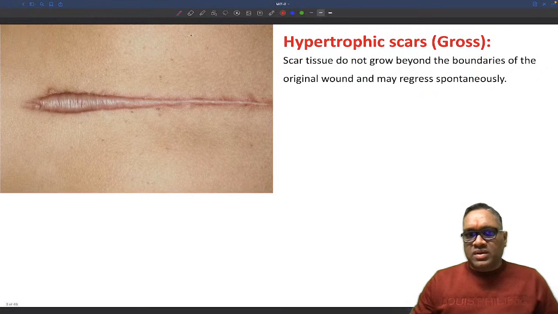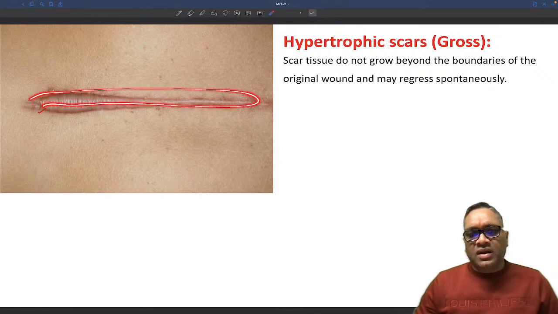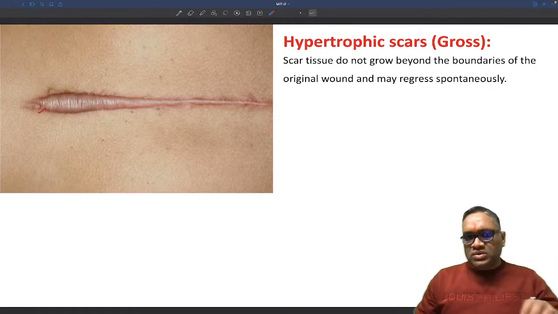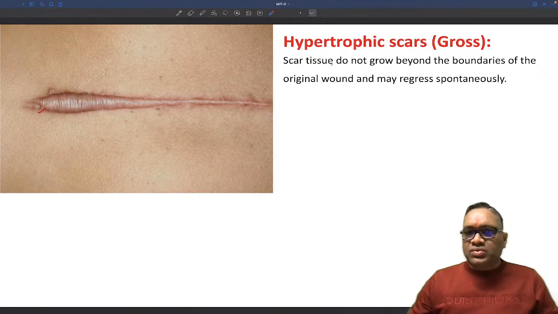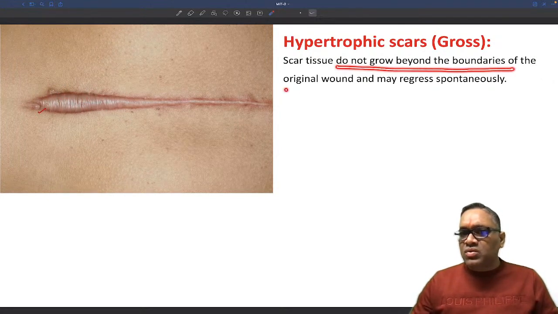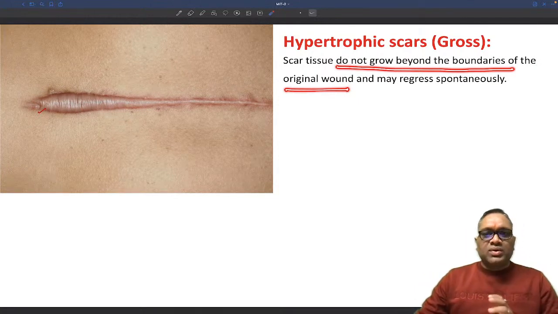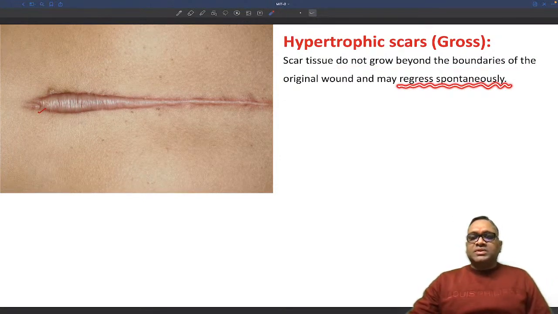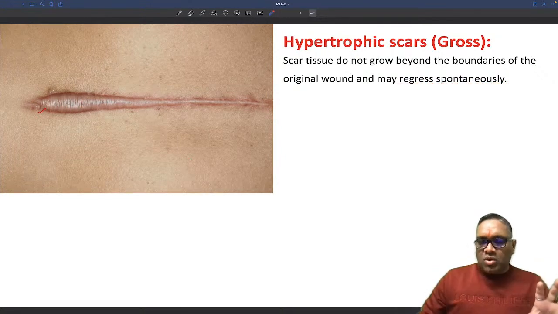So let me brief you about the hypertrophic scar. As I said, in hypertrophic scar you can see this is the incision margin, and the wound is within the boundaries of the original wound. So the scar is within the boundary. These are the scar tissue, and the scar tissue is not growing beyond the boundaries of the original wound. That is very, very important. And the second important thing, they will regress spontaneously, right? So there will be spontaneous remission in case of hypertrophic scar, right? So this is about hypertrophic scar.